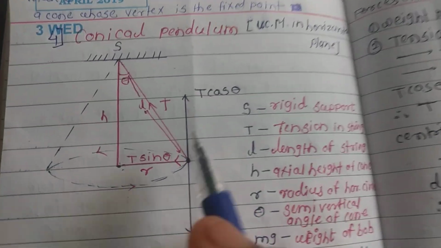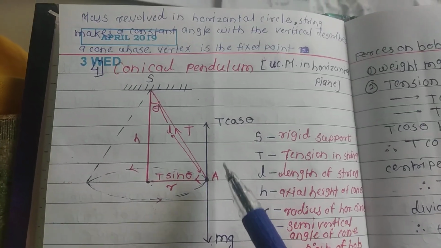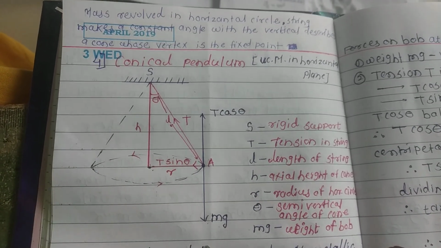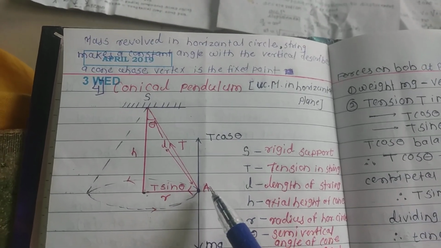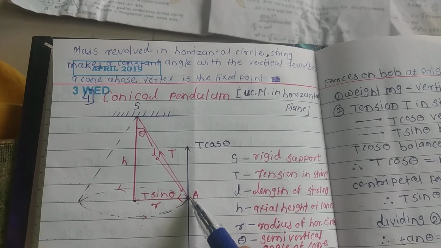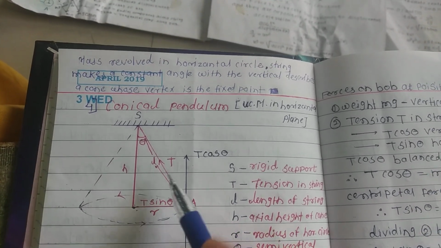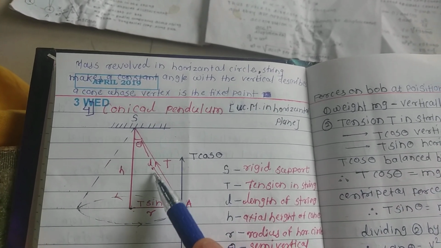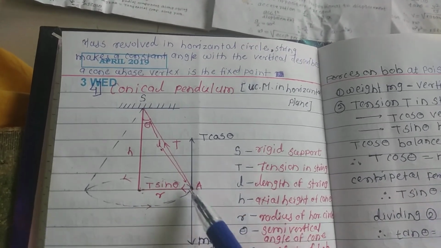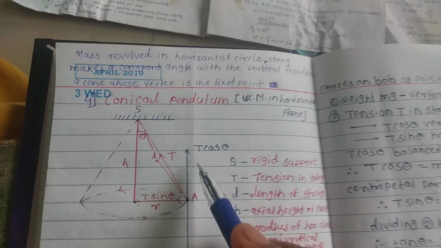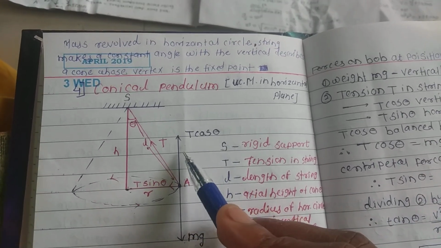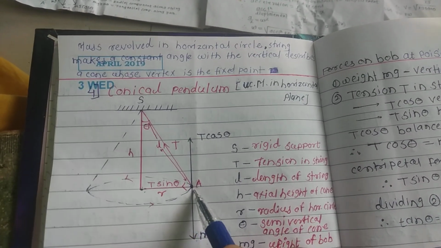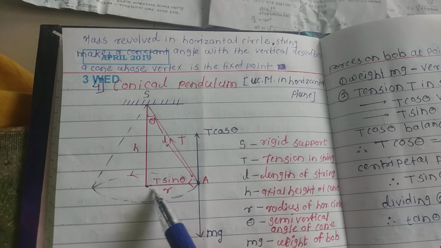Let me first discuss the forces. See, the first force is due to its own weight. That force is directed vertically downward. The second force is due to the tension on that bob along the string. The direction of tension is upward along the string. That tension is resolved into two components. First is T cos theta, in the vertical upward direction. Second is T sin theta. It is directed toward the center of the circle.